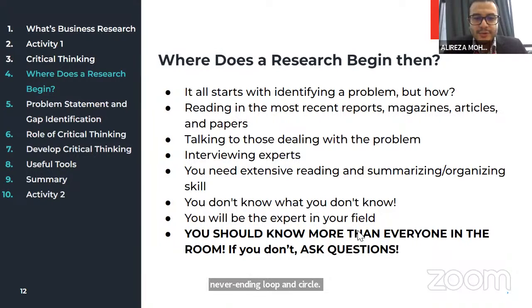You should know more than everyone in the room. If you don't, then start asking questions. These questions could be pointed to your supervisor, to your lecturer, or mostly to yourself, because you want to find out, why am I doing this? What is the purpose of this study?